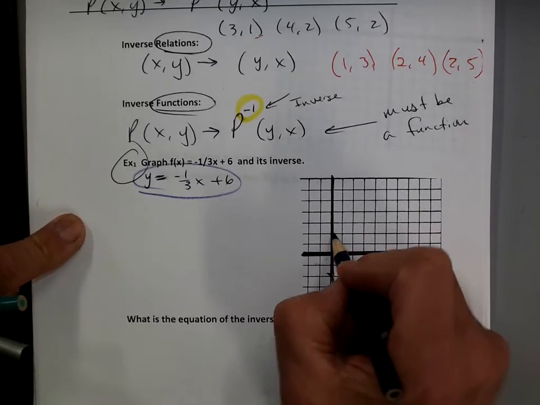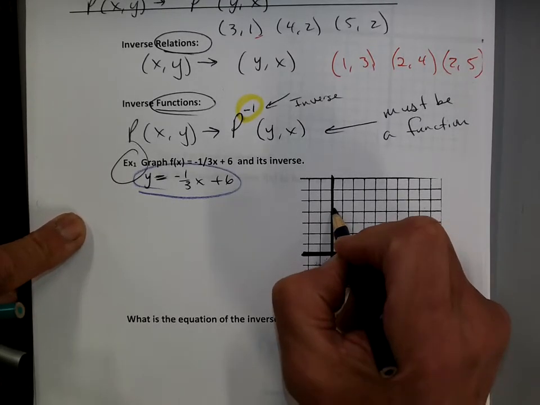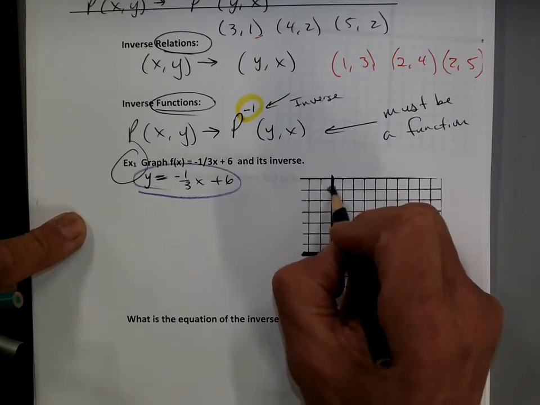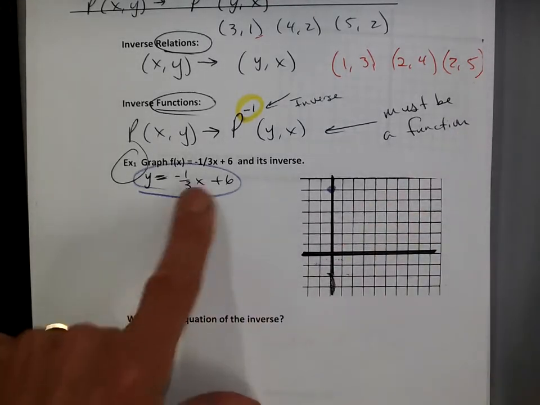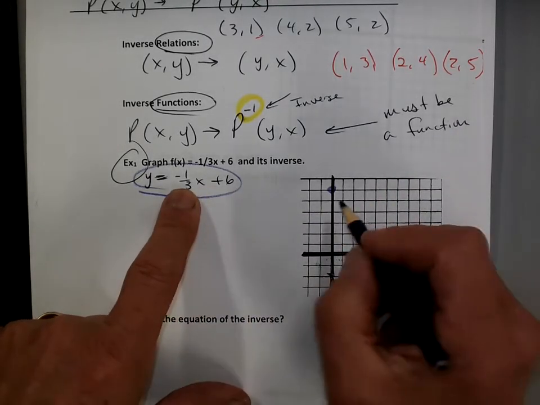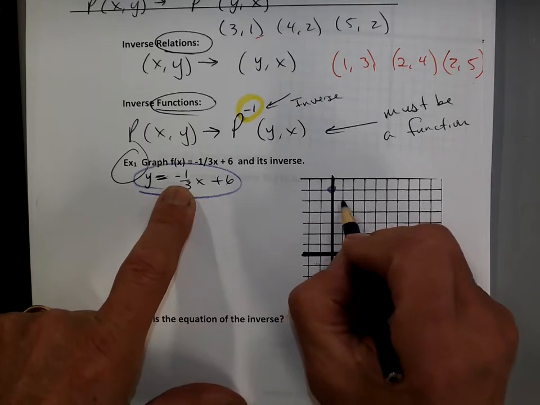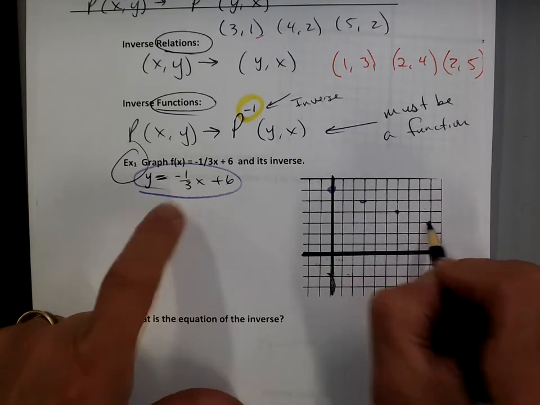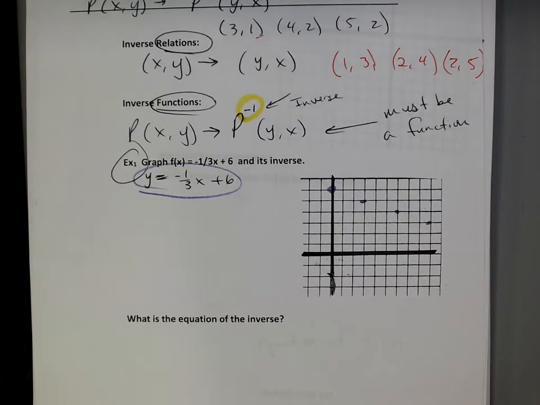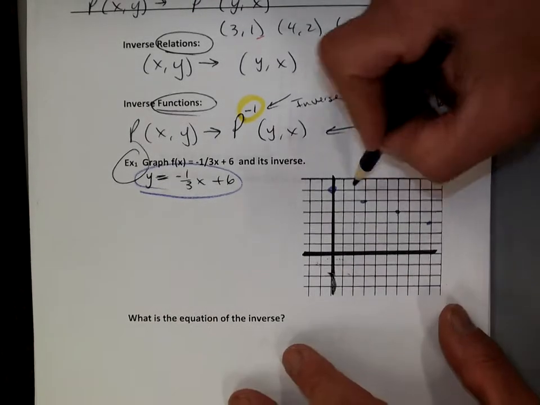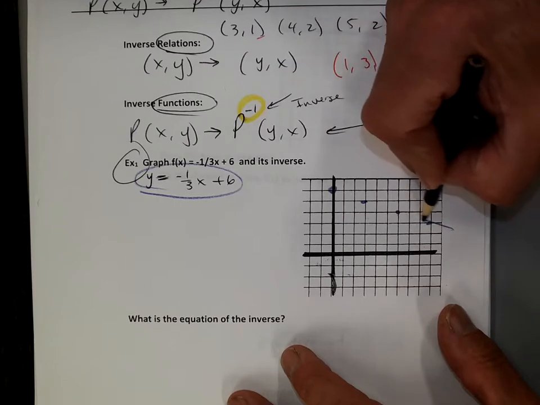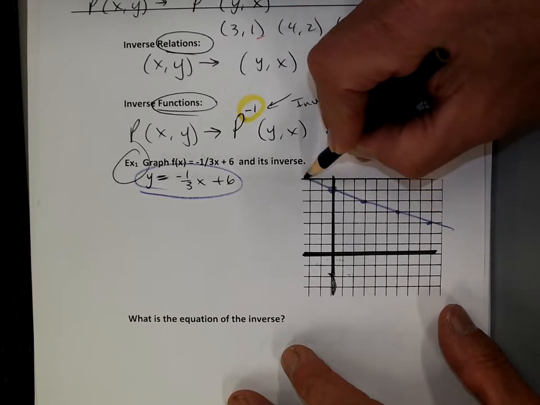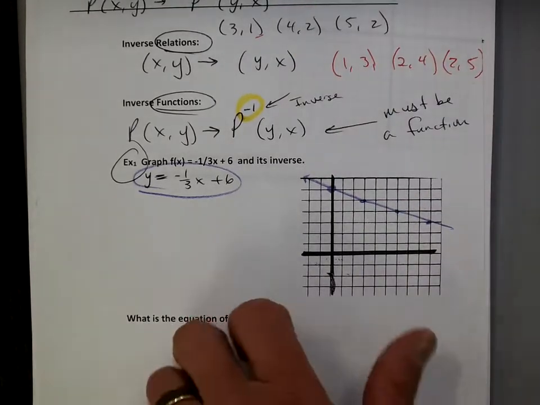1, 2, 3, 4, 5, 6. Okay. Y-intercept of 6. And I'm going to go down 1 because of slope over 3. Down 1 over 3. Down 1 over 3. Okay, I'm going to graph that in. There it is. I need a ruler, but that'll work until I find a ruler.